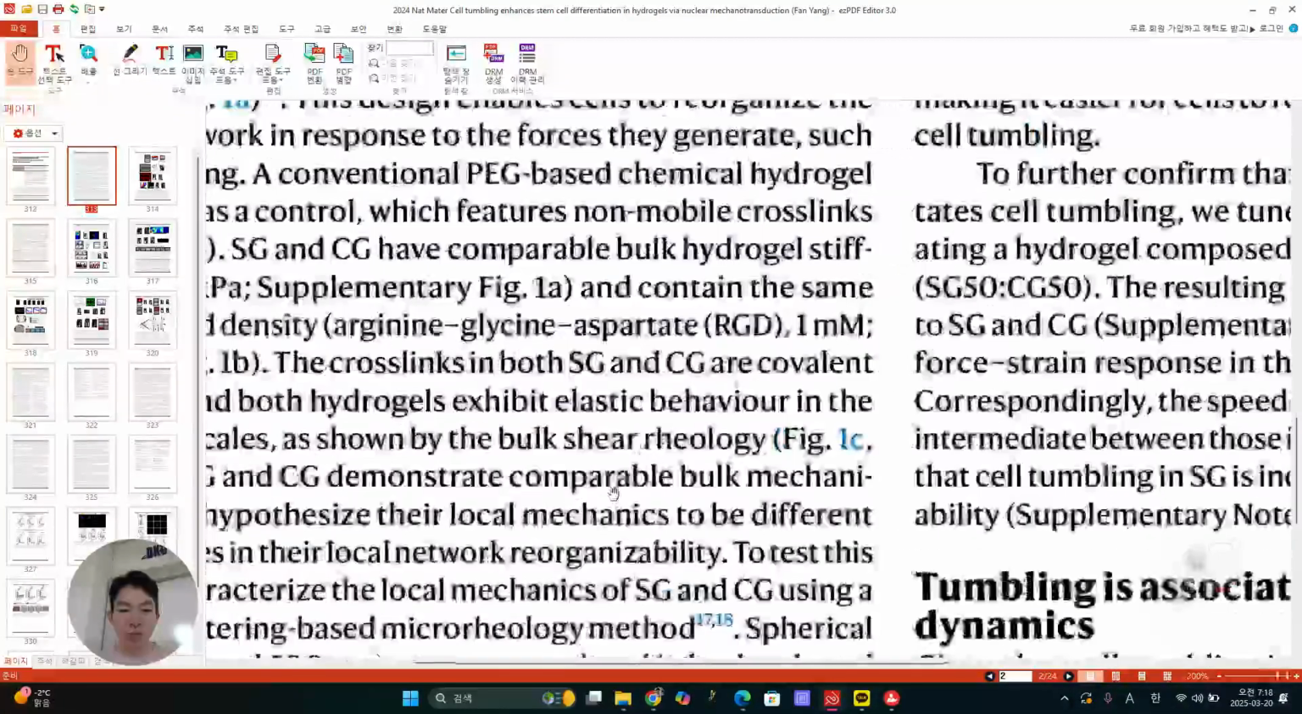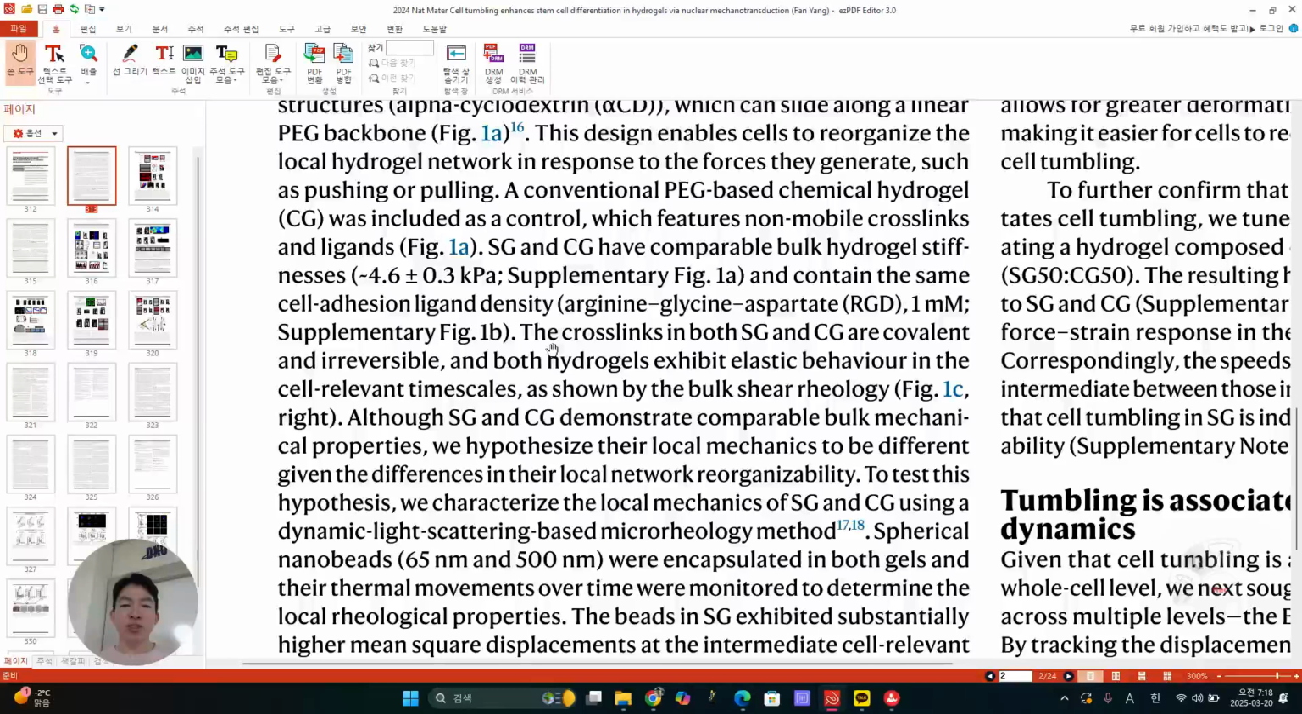The crosslinks in both SG and CG are covalent and irreversible, and both hydrogels show elastic behavior on cell-relevant timescales, as shown by bulk shear rheology.